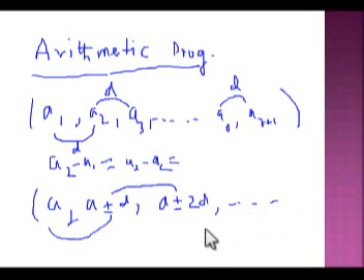And the last member, if there are n elements, will be A plus or minus something. The second term has 1, the third term has 2, so the nth term will have n minus 1, that is, n minus 1 times D. So this is an arithmetic progression.